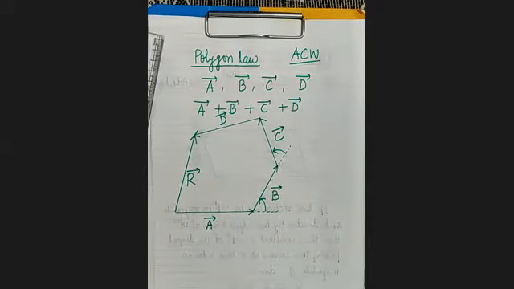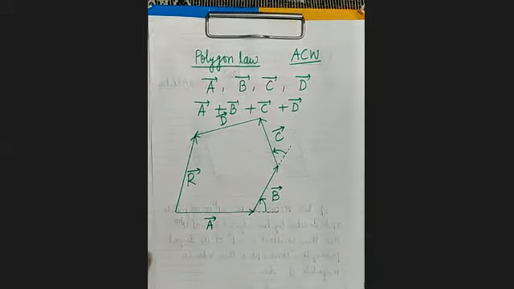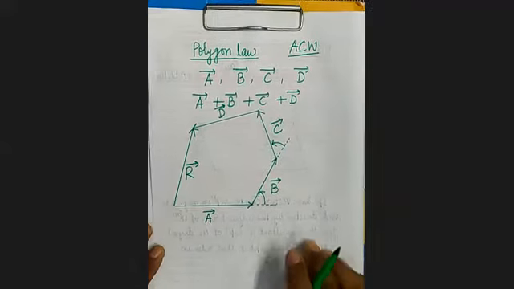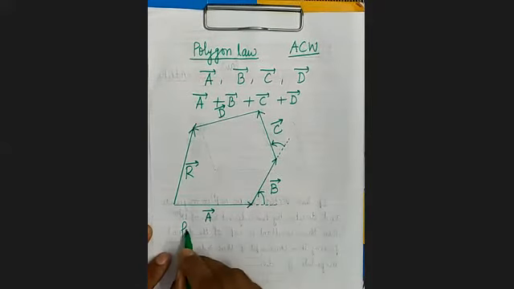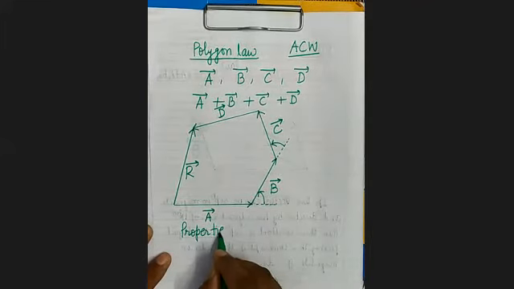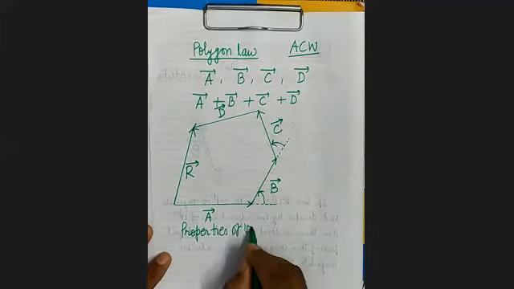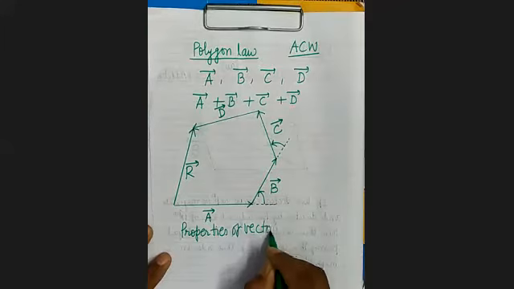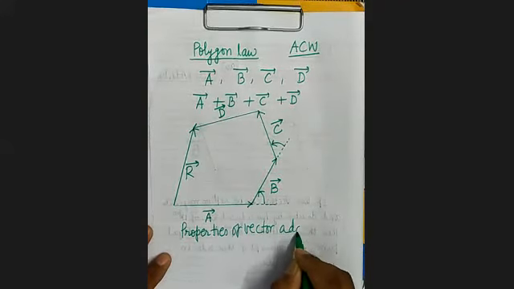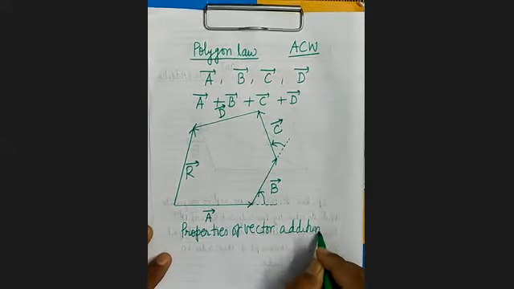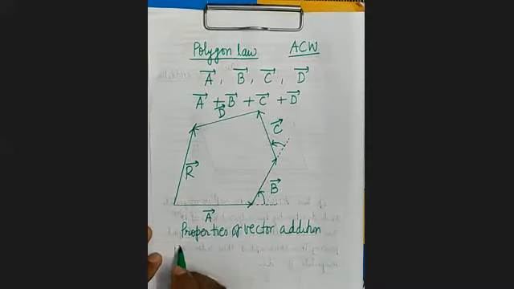So all these are the geometrical procedures. Now see here, properties of vector addition. You can see here, the first property is the commutative law.